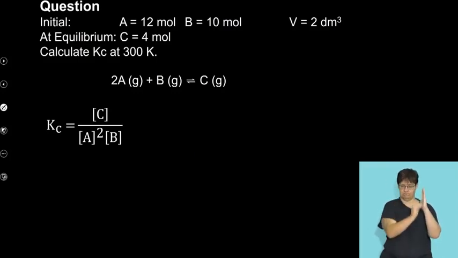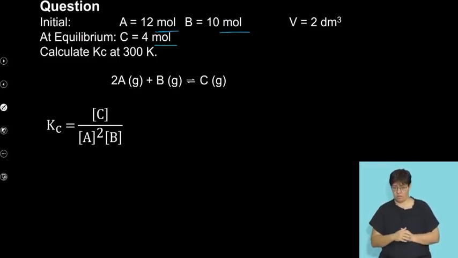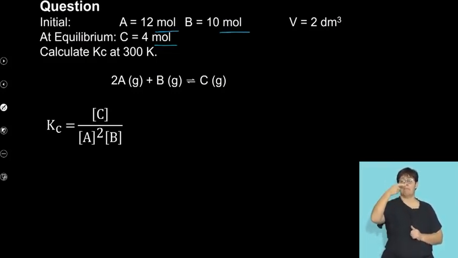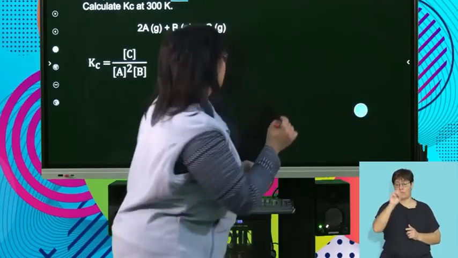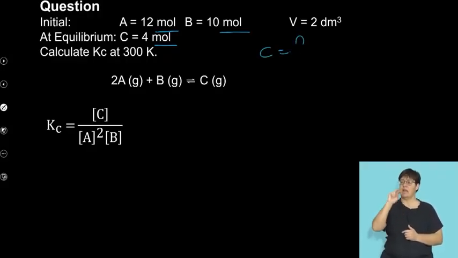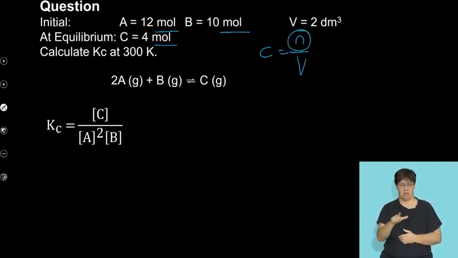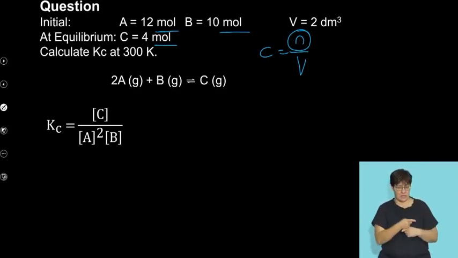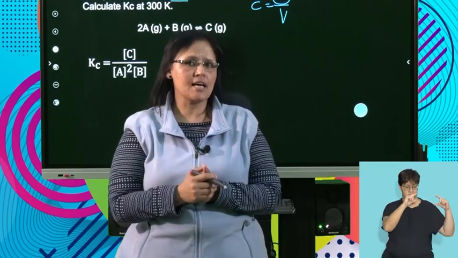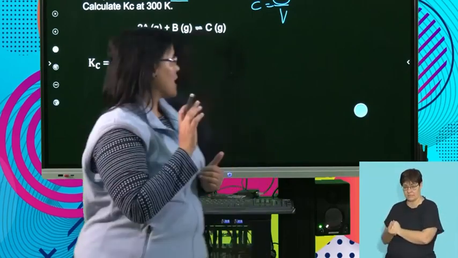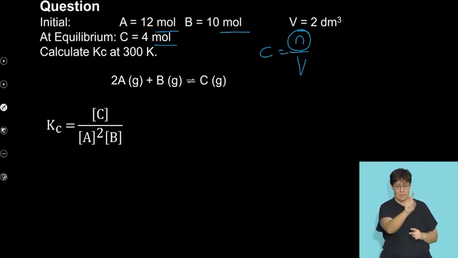Firstly, you write down what was given, and I want you to see that we have moles now. We don't have mole per decimeter cubed. So I want to remind you that C is equal to n over V. They give us the number of moles of A, they give us the number of moles of B, that's in the beginning. Remember, your number of moles of A and B at the beginning is more, and it starts to become less as the reaction proceeds. But at the beginning, there is no C.